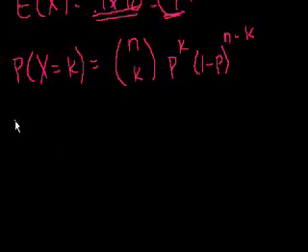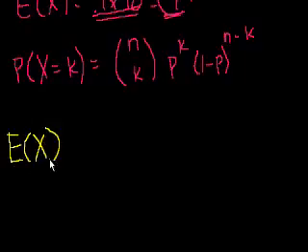But just going back, the expected value is a probability weighted sum of each of these. So what you want to do is take the probability that x is equal to k times k, and then add that up for each of the possible k's. So how would I write that? So the expected value of x, the expected value of our random variable that's being described as a binomial distribution, is equal to the sum.